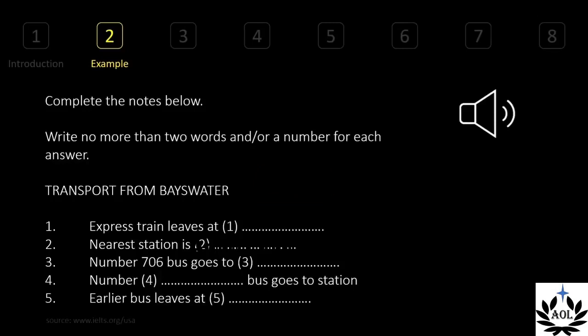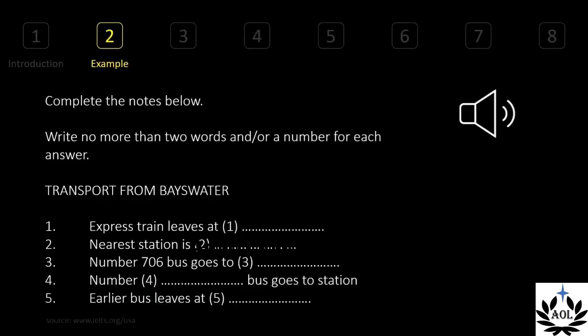By the way, this is from IELTS.org USA. They have given some samples. So I've included it just to give you information how it looks like. Okay, I'm going to play the audio and you're going to answer these questions as you are listening to the audio. So you ready for that? Let's go for it.